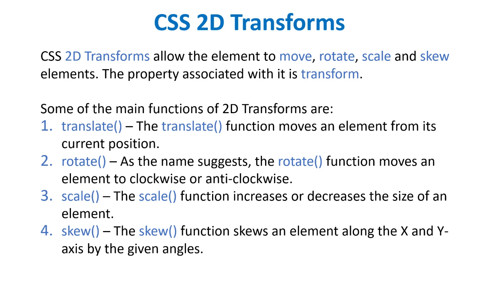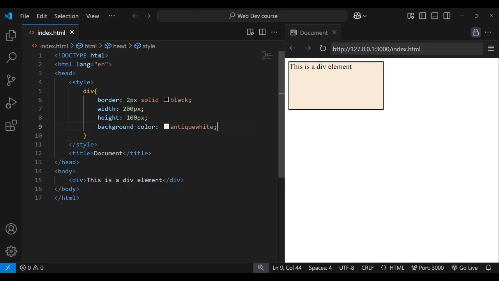Rotate. As the name suggests, the rotate function moves an element clockwise or anti-clockwise. Scale. The scale function increases or decreases the size of an element. Skew. The skew function skews an element along the x and y axis by the given angles. Let's look at a quick demonstration of each.